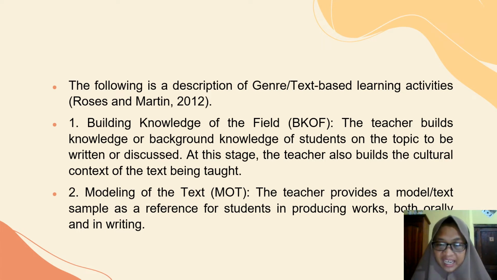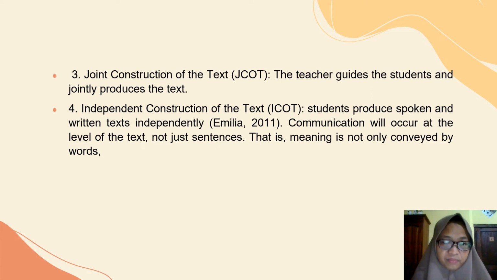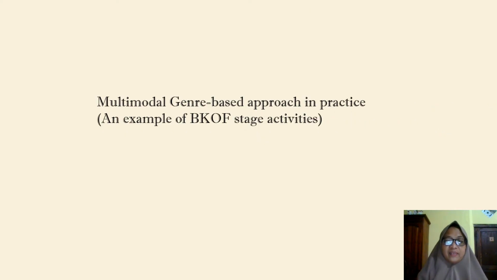Second, modeling of the text, MOT. The teacher provides a model or text samples as a reference for students in producing works, both orally and in written form. The third, joint construction of the text, or JCOT. The teacher guides the students and jointly produces the text. And the last, independent construction of the text, ICOT. Students produce spoken and written text independently. In this case, communication occurs at the level of the text, so it is not just sentences. That is, meaning is not only conveyed by words, but in the text. And this is the multimodal genre-based approach in practice.